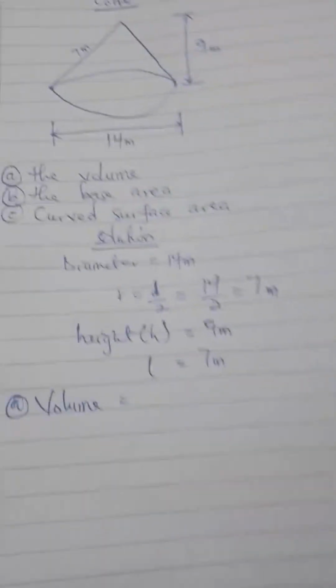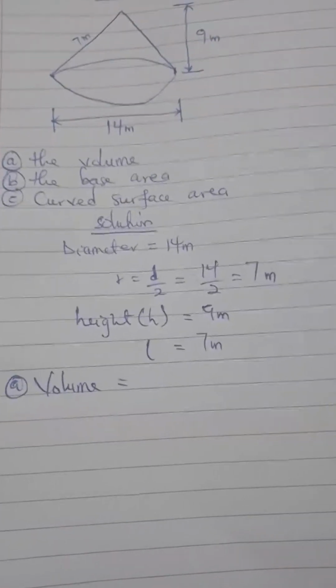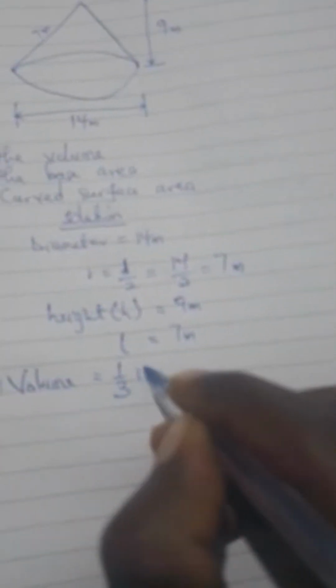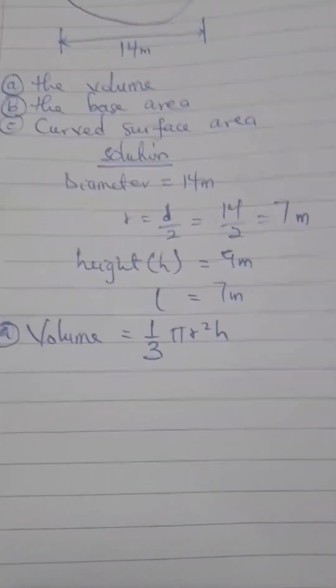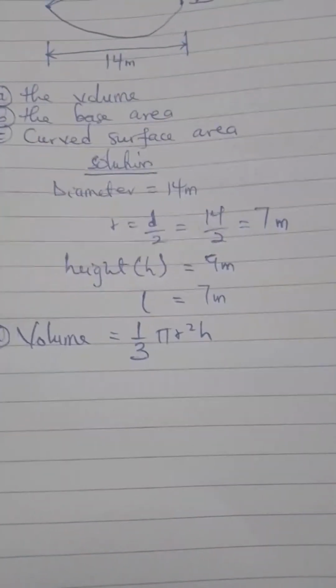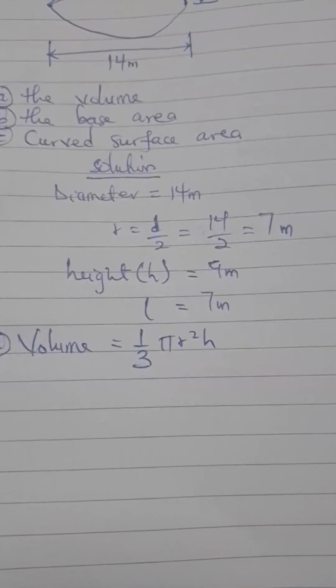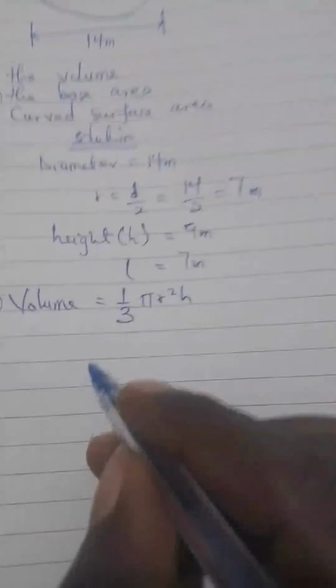The formula for the volume of a cone, let's write it: 1/3 pi r squared h. That's the formula for the volume of a cone, 1/3 pi r squared h. I hope it's clear. Good.